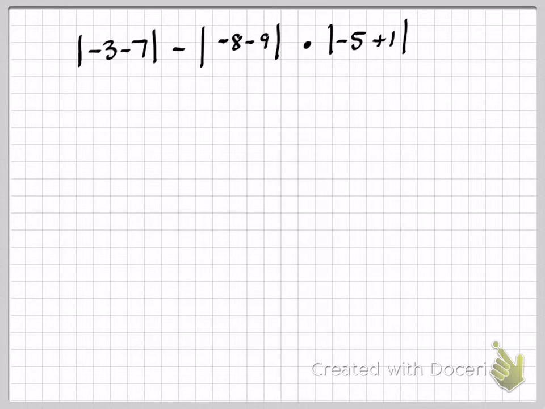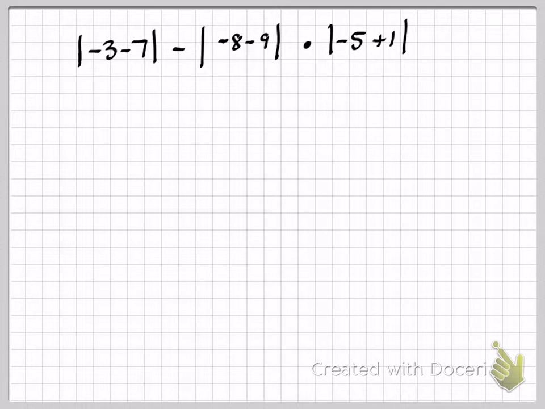Pause the recording. Before we get going, I want to remind you that when we have absolute value in an expression like this, you solve using order of operations, and we always do the activity inside of the absolute value before we take the absolute value. We don't take the absolute value till we get it down to one number. So what would we do first? Caitlin?